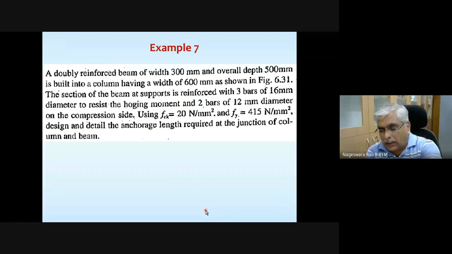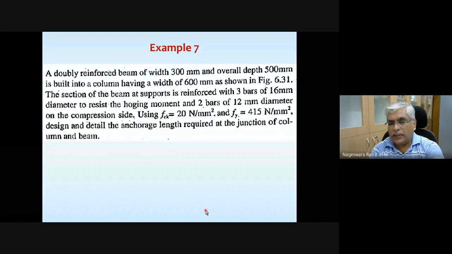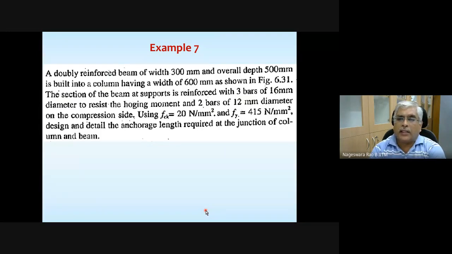One last example, and then we'll close this bond and anchorage. It's a doubly reinforced beam. Dimensions are given here, and it's built into a column of 600 mm. And the section of the beam at the supports is reinforced with 3 bars of 16 mm diameter to resist hogging moment, 2 bars of 12 mm diameter on the compression side. fck is given, fy is given. Design and detail the anchorage length required at the junction of column and beam.